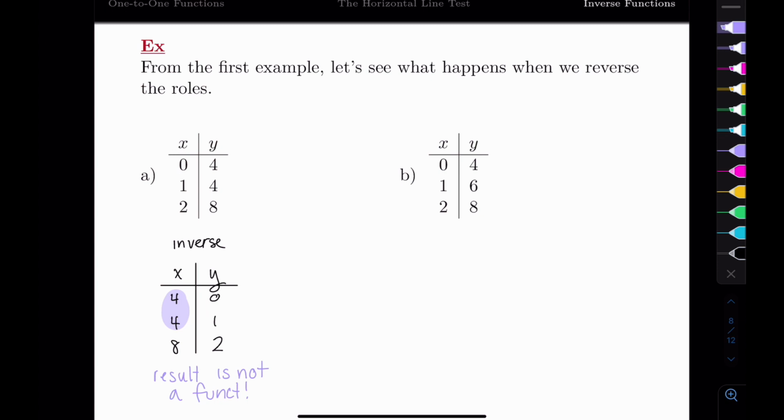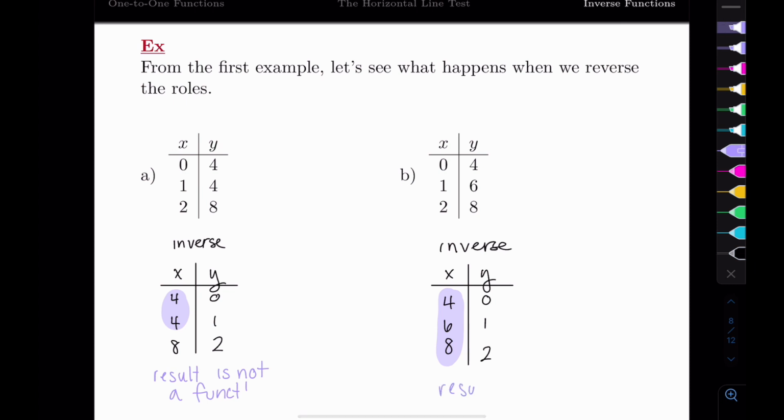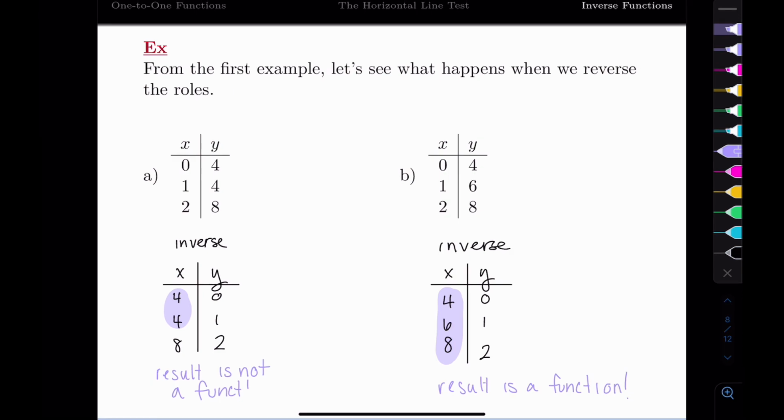But if I do have something that's one-to-one, like in that second example, when I go to find the inverse, I switch the roles of x and y. So my input is now 4, 6, and 8, and my output is 0, 1, and 2. And here I have no issues. My x values are unique. So the result here is a function. And that's what I want. That's why we need this property of one-to-one for the inverse function to exist.